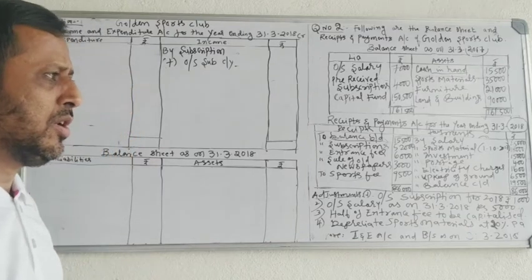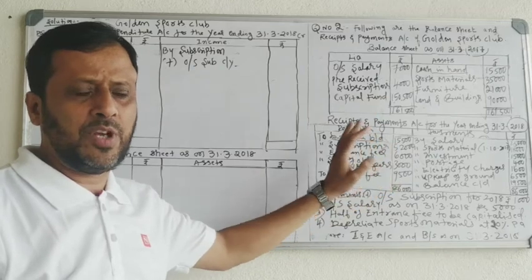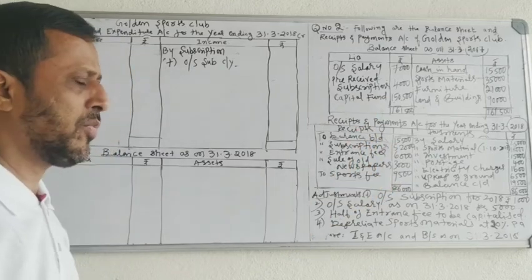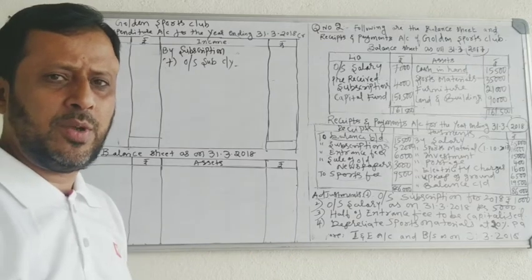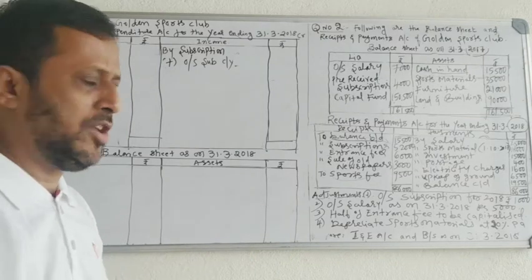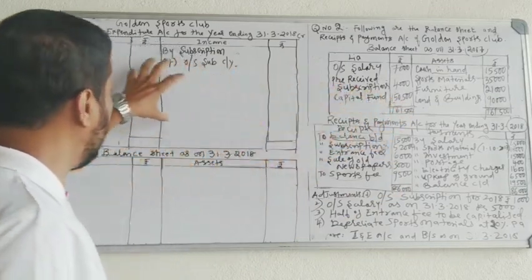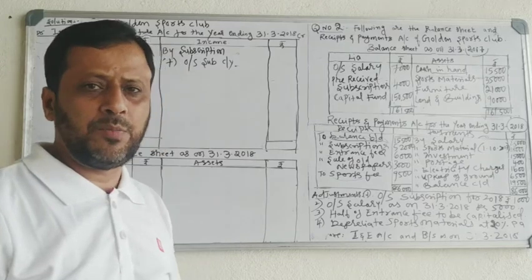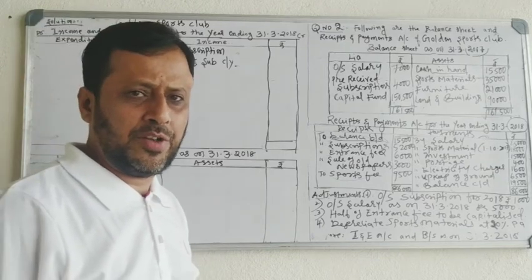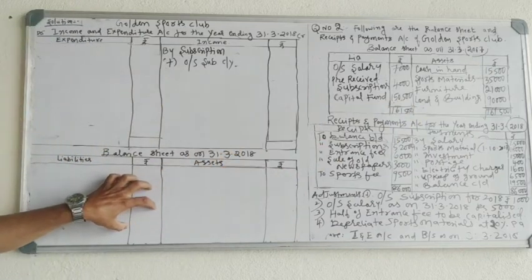First, you have to identify capital items and revenue items, assets and liabilities. All revenue items, revenue receipts, revenue expenditure, you have to select from this problem and take in the income and expenditure account. All capital items, assets and liabilities, you have to take from the problem and write in the balance sheet.